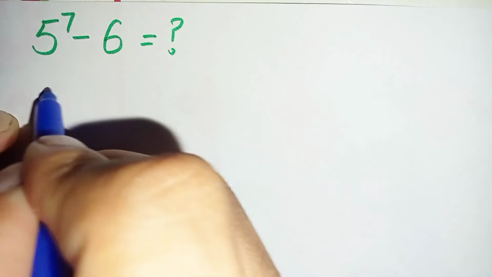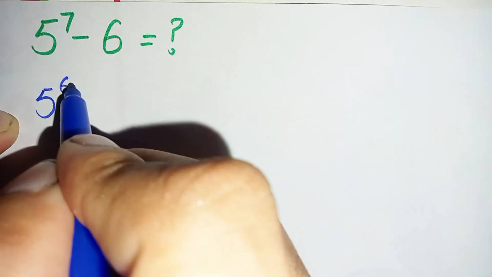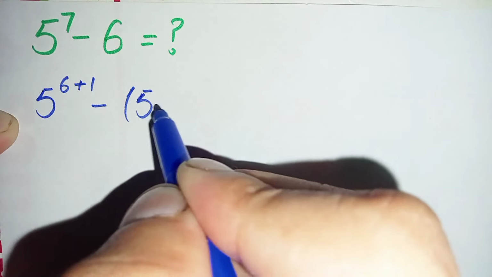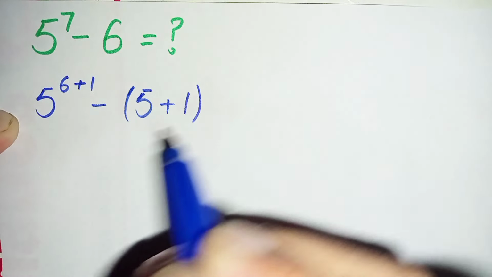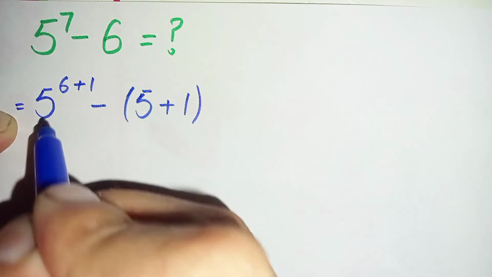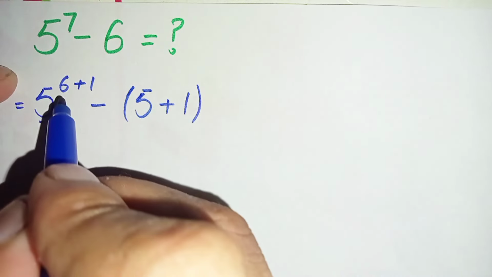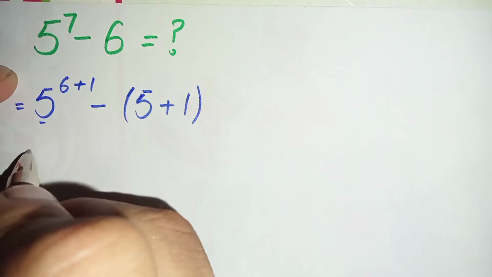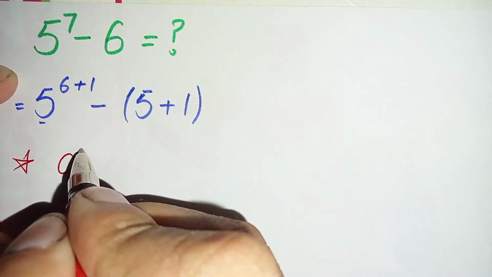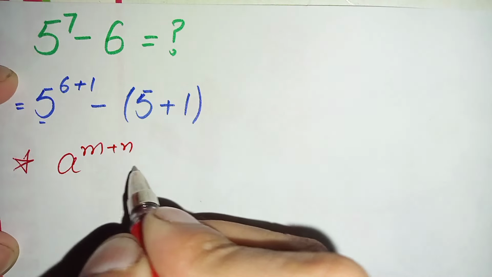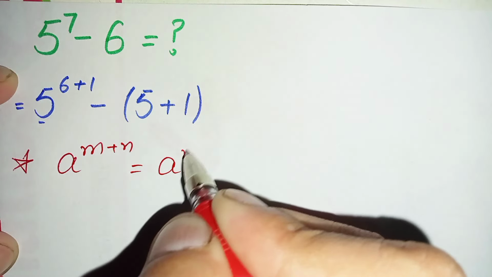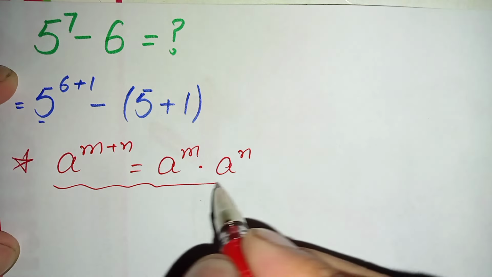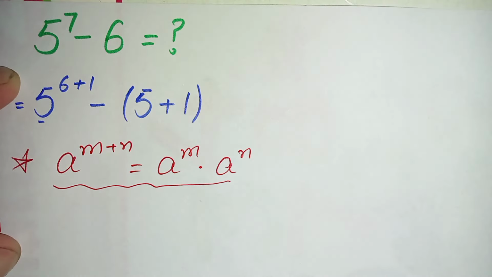So 5 raised to power 7 can be written as 6 plus 1, minus this 6 can be written as 5 plus 1. In this one term we will use an exponential math property and split these powers over this one base. So here we will use this exponential property: a raised to power m plus n can also be written as a raised to power m times a raised to power n.